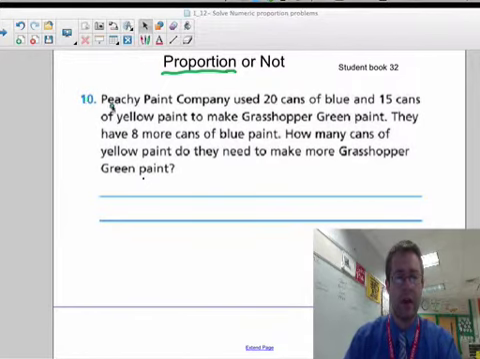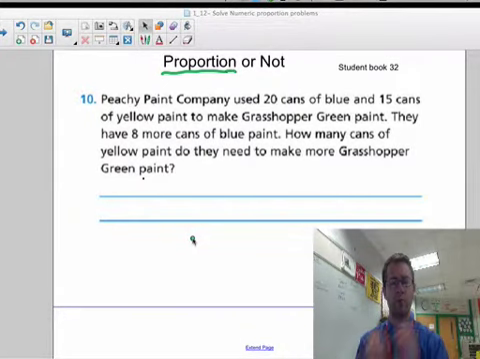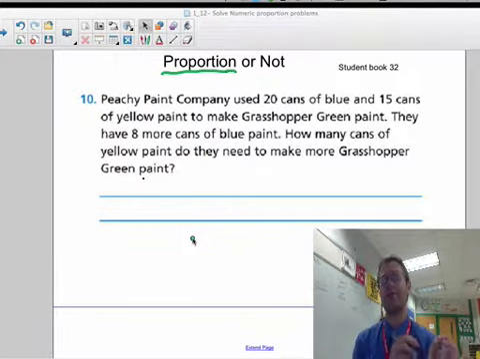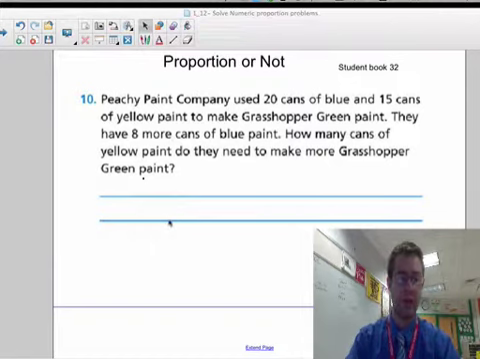So, number 10, Peachy Paint Company used 20 cans of blue and 15 cans of yellow paint to make grasshopper green paint. They have 8 more cans of blue paint. How many cans of yellow paint do they need to make more grasshopper green paint? So, we want to think, okay, if I were to make green paint and I have this much blue to this much yellow, if I end up adding more blue, do I need to add the same proportional amount of yellow? That's what we're thinking. My answer to you is absolutely yes.